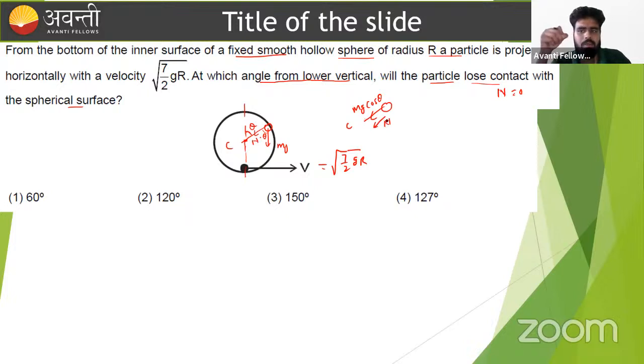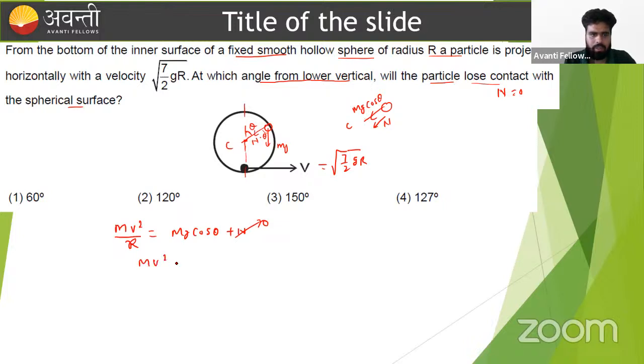Normal is also acting in the same direction. The particle is moving in a circular path, so there must be a centripetal acceleration acting on the particle. What is the net centripetal force? We can say mv square upon r, and this must be written as mg cos theta plus normal. According to the question, the particle loses contact, so normal should be equal to 0. So what is the value of mv square? That is mg cos theta into r. I hope this is clear. m and m cancel out, and the value of v square is rg cos theta. Say this is equation number 1.